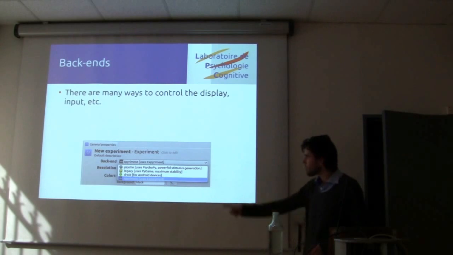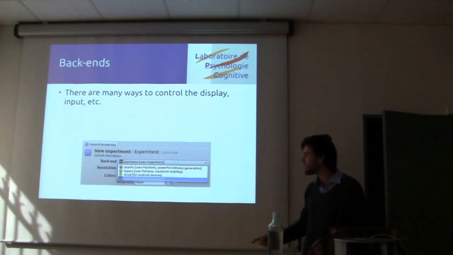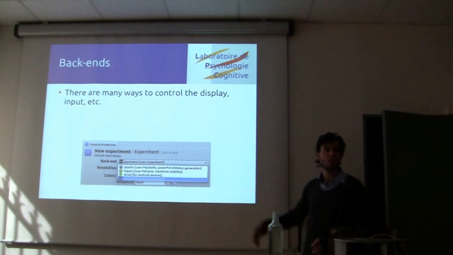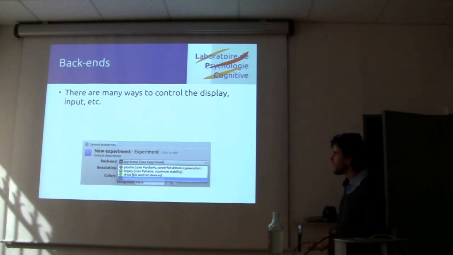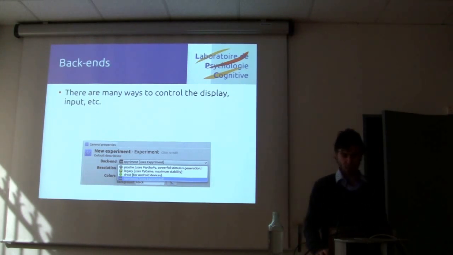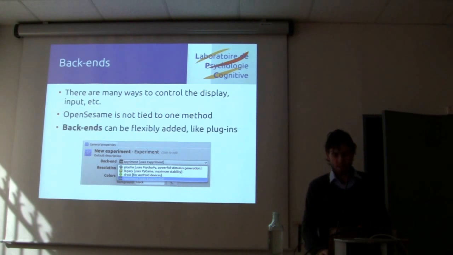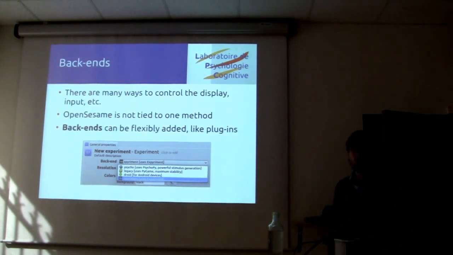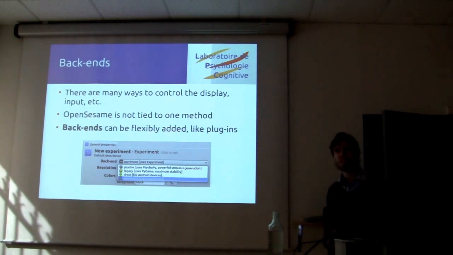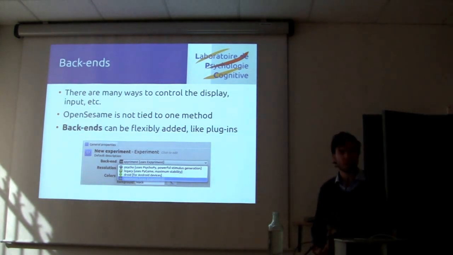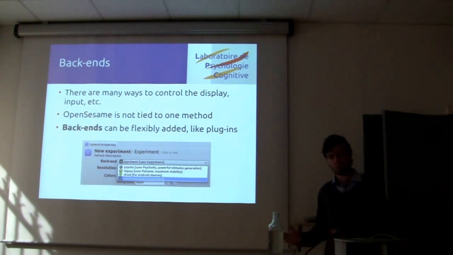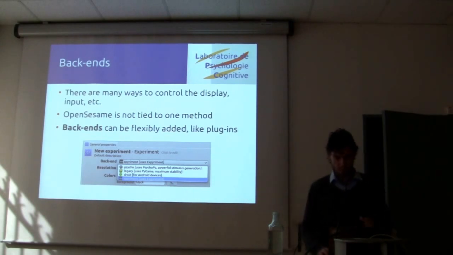Rather, there is a selection box called backend that gives you a selection of various ways to control the display and collect input, etc. And each of these has its own advantages and disadvantages. And you can basically add and remove backends more or less like plugins, right? So it's quite easy in OpenSesame to add a backend. Say, for example, you want to do something crazy, you want to present your stimuli on a printer or something. You could, in theory, create a backend that shows stimuli by sending a print command to a printer. That would work. It would not be particularly sensible, but that would work.